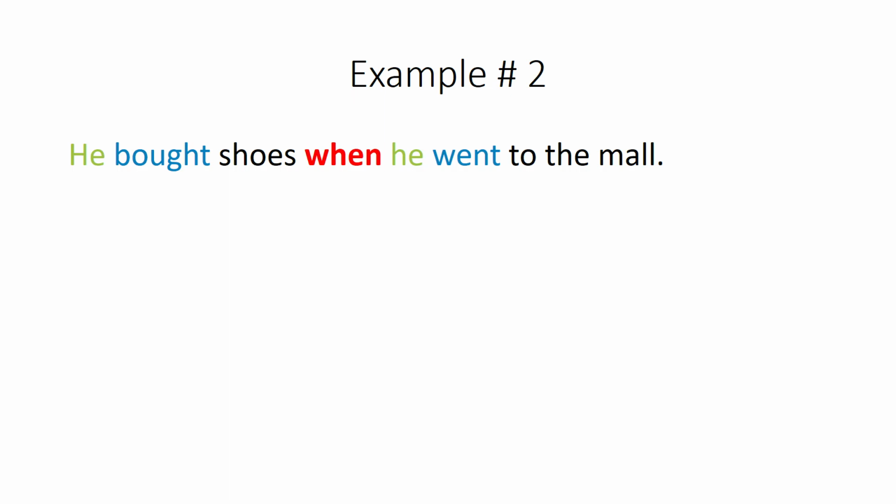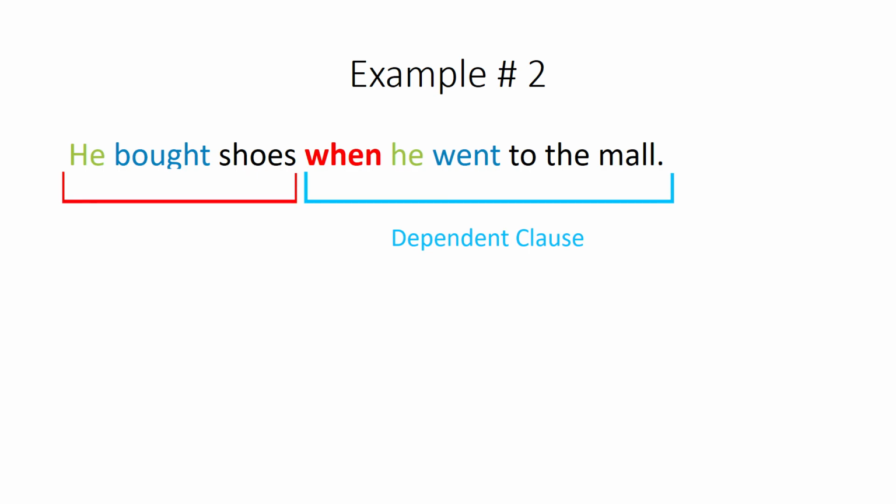So when we look at this sentence, here is the dependent clause, when he went to the mall. It's not a complete thought. And he bought shoes. That's the independent clause. That's a complete thought. It stands on its own. So this is a complex sentence.